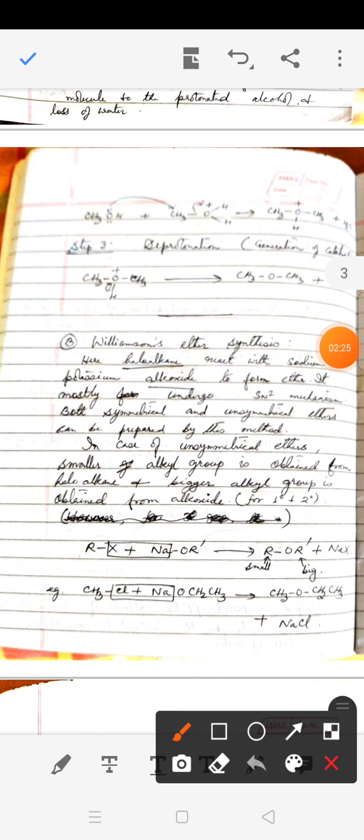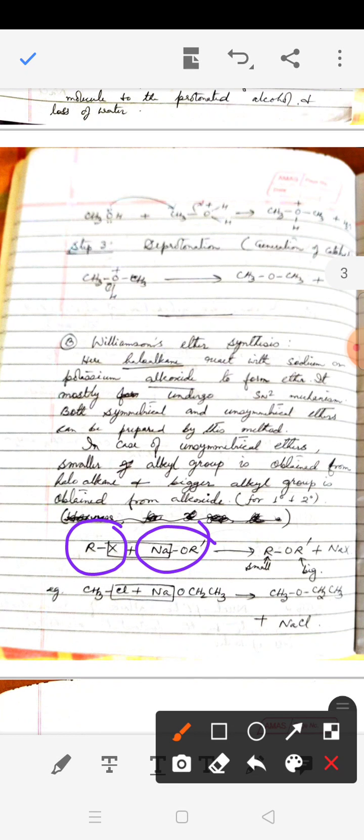The second method is Williamson synthesis, a very important method, because this method is a general method because it is capable of giving you both symmetrical and unsymmetrical ether. Now when haloalkanes react with sodium alkoxide or potassium alkoxide to form ether, it mostly undergoes SN2 mechanism. Both symmetrical and unsymmetrical ethers can be prepared by this method. So I have taken here RX, which is haloalkane, and sodium alkoxide, which is an alkoxide obtained from alcohol. Both the compounds can be obtained from alcohol, and we get an unsymmetrical ether.